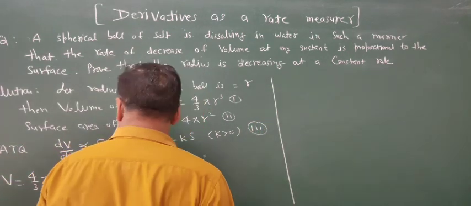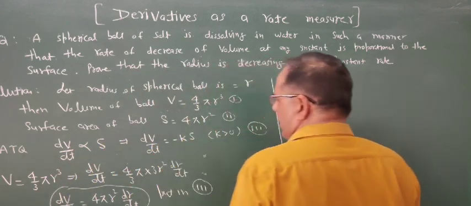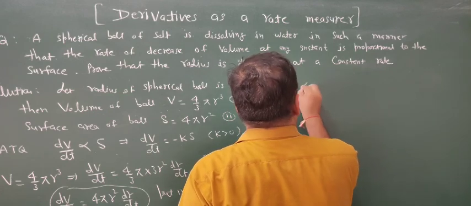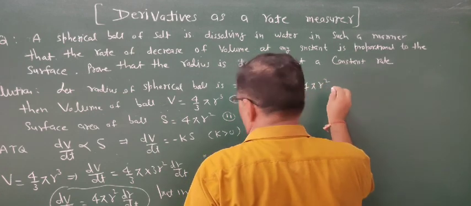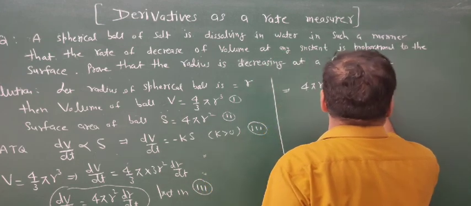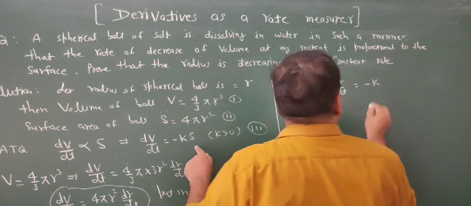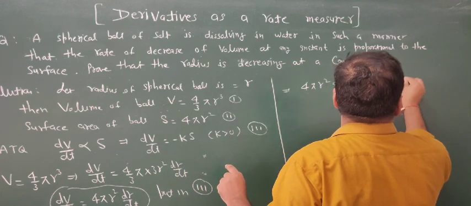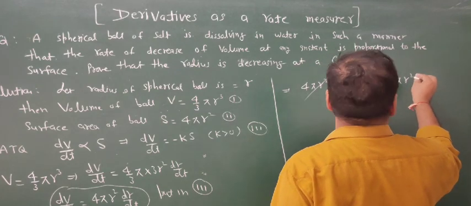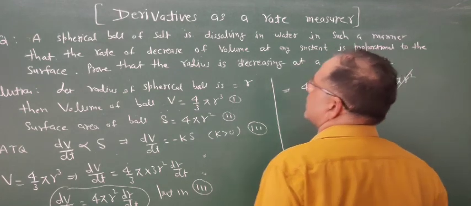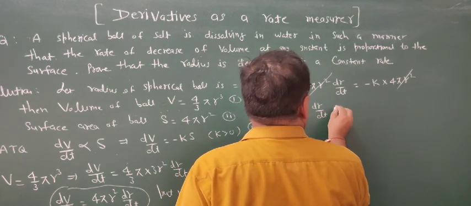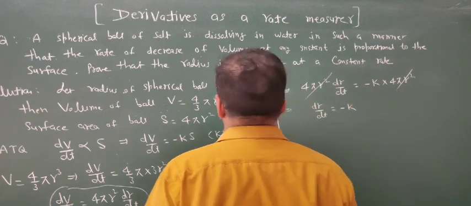So now dV over dt, that means 4 pi r square dr upon dt is equal to minus k, and S means 4 pi r square. So 4 pi r square and 4 pi r square cancel both sides. So here dr upon dt is equal to minus k.